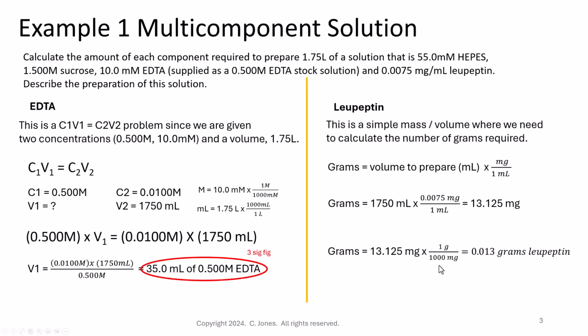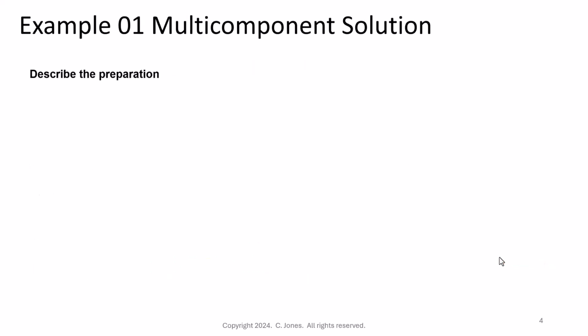That's our conversion factor. And we note that there's only 2 significant figures in our concentration of leupeptin and 3 for the volume. So our answer must only have 2 significant figures. Okay. And then the last part of this problem is to describe the preparation of this buffer. Right? Now, this is a generic description, and I asked my students to do this on the quizzes or exams because I just want them to have the general flow of how things work.